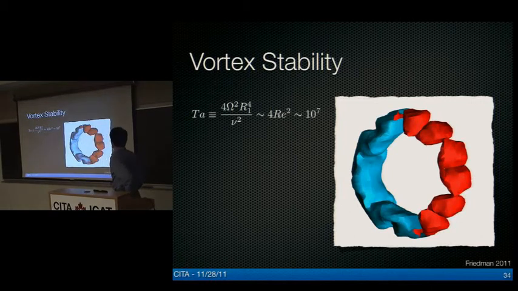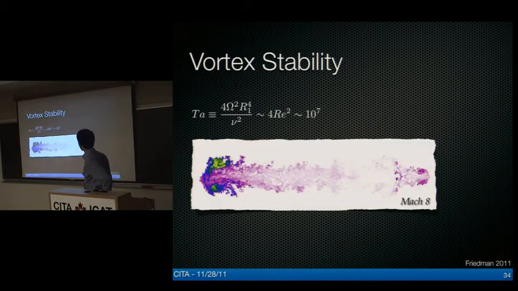Okay. So the Taylor number actually does depend on the Mach number of the shock. And so high Mach number shocks tend to be more unstable. And here's a Mach 8 simulation of a spherical bubble, and this doesn't look much like a vortex rotating bubble. Right? So after a few rotation times, the high Mach number simulation has actually completely disintegrated into a turbulent field.